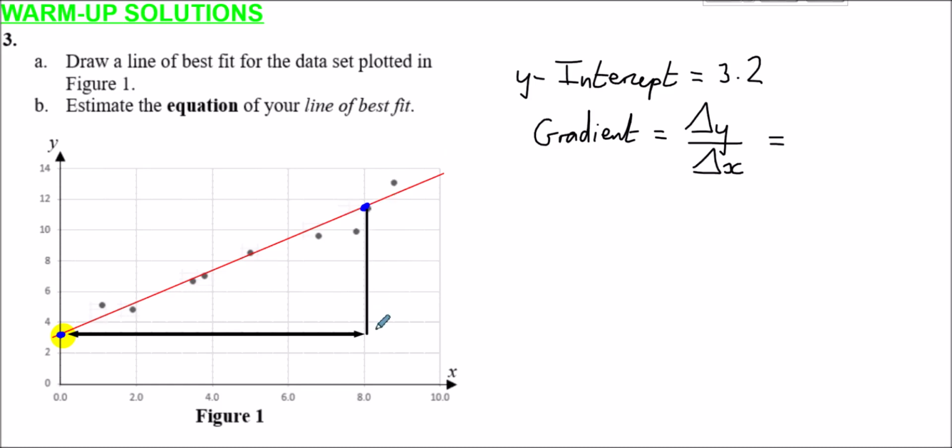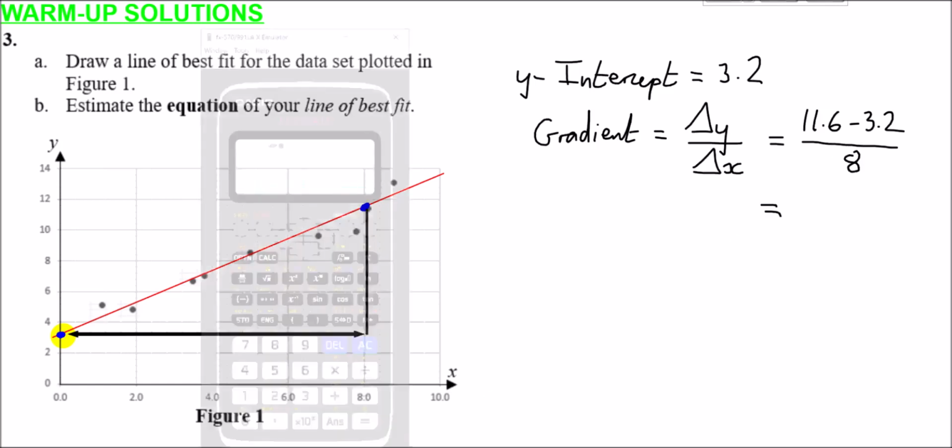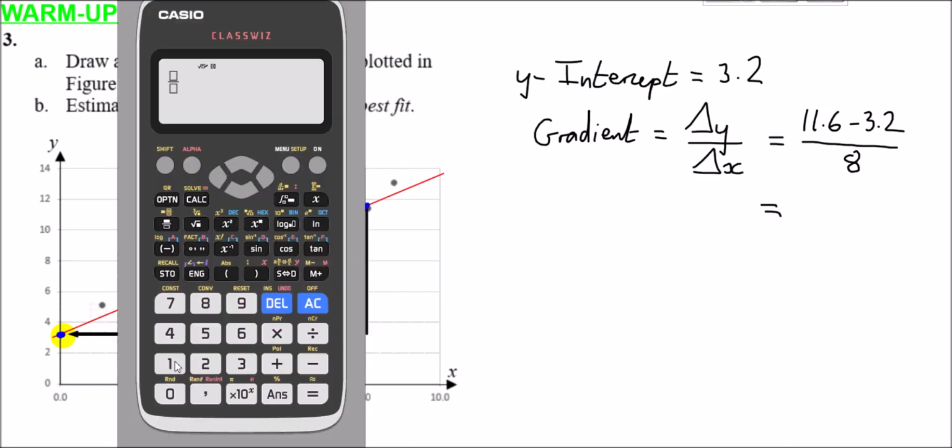So between here and here, that's 11.6, and down here, where it crossed the y-axis, that's 3.2. So the change in y is 11.6 minus 3.2, and the change in x is from 8 down to 0, which is obviously just 8. And so if I just input this now into the calculator, we have 11.6 minus 3.2, all of which we divide by 8, and I get 21 over 20, which is the same as 1.05.